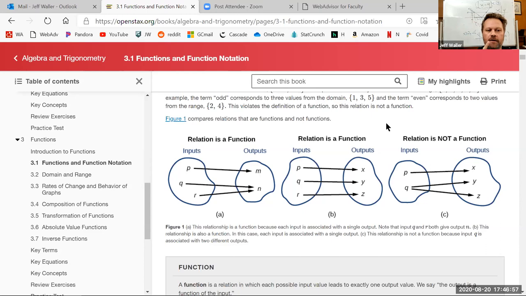Anyway, there's a very key phrase from Highlander that goes along with the idea of a function. The definition of a function is, for every input, there can be only one output.